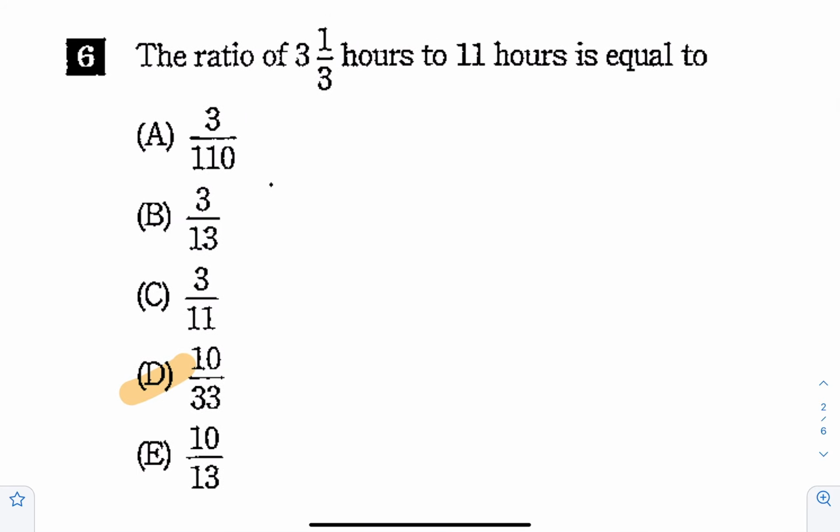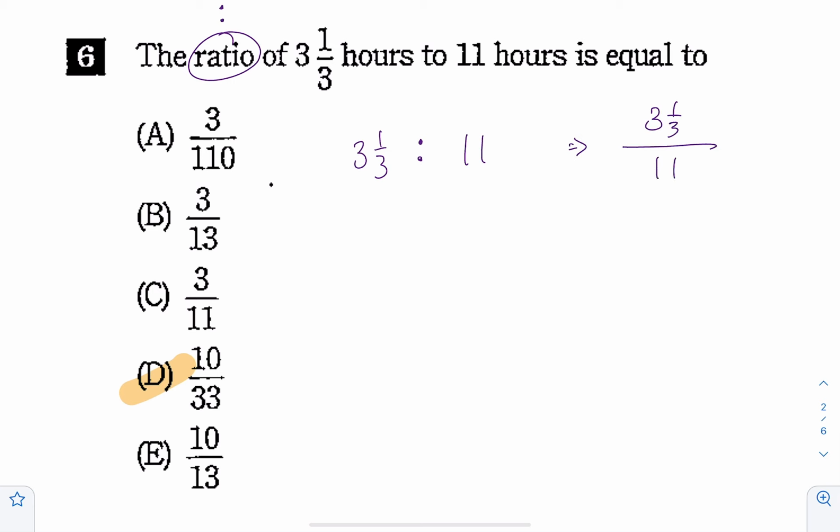Next, for number 11, the ratio of 3 1/3 hours to 11 hours is equal to. So here the keyword is ratio. Ratio means you can use a colon or just a fraction. 3 1/3 to 11 looks like this, but choices don't look like that. So what you want to do is to simplify this fraction.